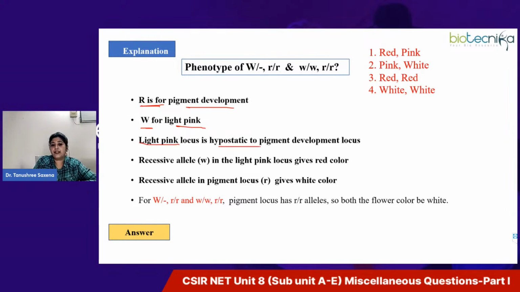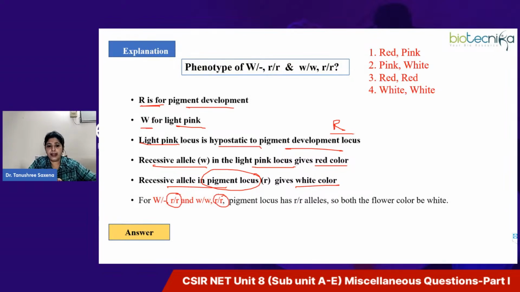Light pink is hypostatic to the pigment development locus, that is R, right? Now, there is a recessive allele in the light pink locus which gives red color, and a recessive allele in the pigment locus which gives white color, right? As you know, the pigment development locus is epistatic, so definitely here you will never see a red color or pink color, you will always see a white color, right?